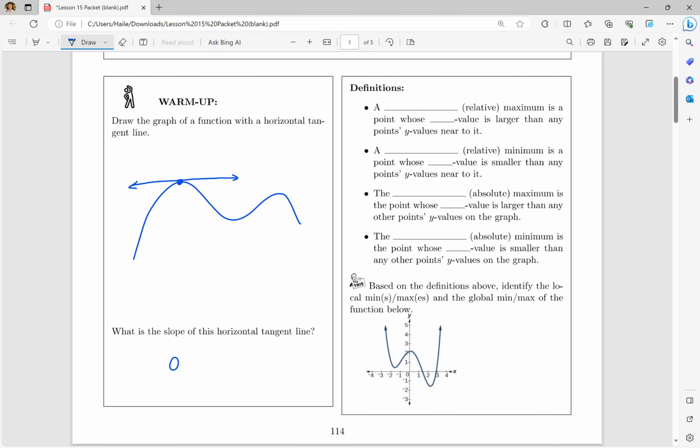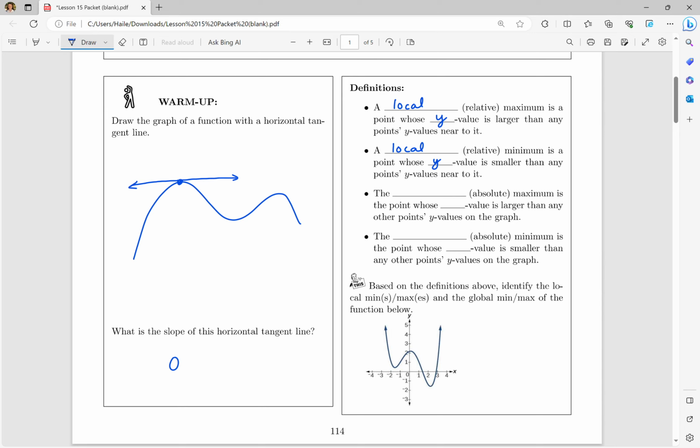Let's get to some definitions. So this lesson is going to be a little bit definition heavy because we're starting to take some of the ideas that we've learned algebraically and translate them to a graph. So we're going to need some more definitions. So we start with a local or relative maximum is a point whose y value is larger than any point's y values near to it, whereas a local or relative minimum is a point whose y value is smaller than any point's y values near to it.